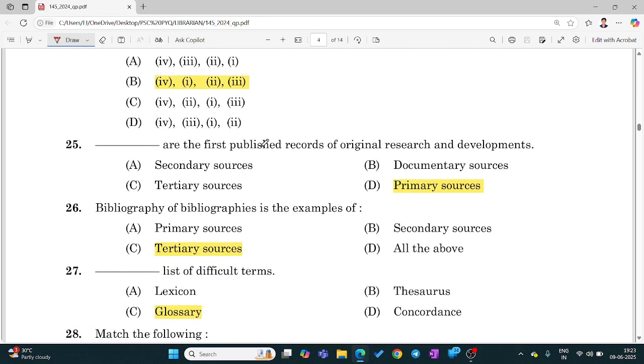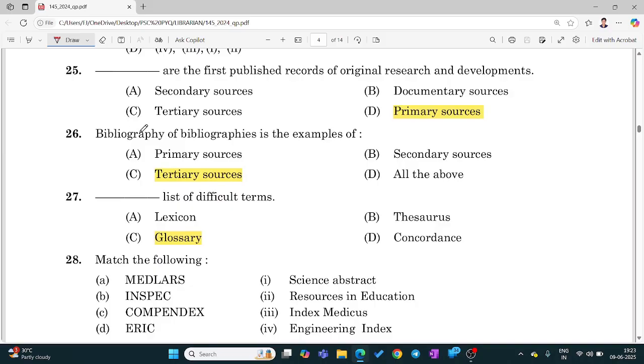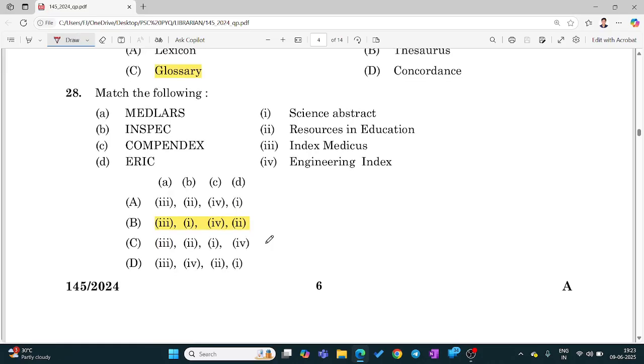DARE first published records of original research and development. പ്രൈമറി സോഴ്സസ് ആണ്. Bibliography of bibliographies is an example of tertiary sources. Dash is a list of difficult terms. Glossary ആണ് ആൻസർ.